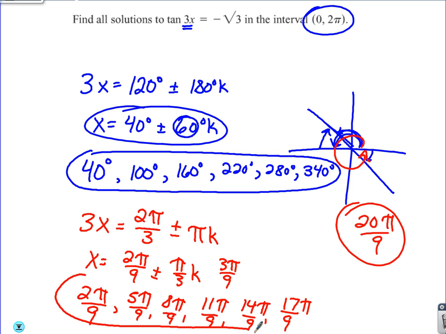And these radian units here correspond with these degree units. Proof. Pi over 9 is 20. 14 times 20 is 280. It's the same angles. Any questions?